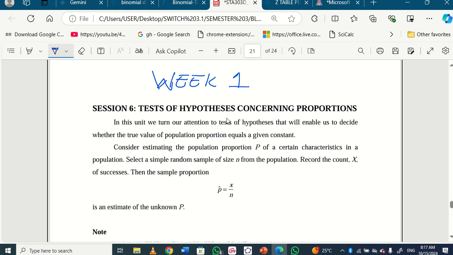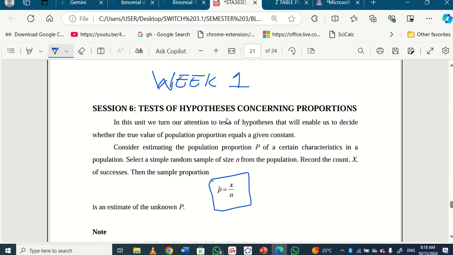I want us to go through section 6 of week 1. That's under test of hypothesis concerning proportions. In this unit, we turn our attention to tests of hypothesis that will enable us to decide whether the true value of a proportion, or population proportion, equals a given constant. Now, the sample proportion is given by this formula. That's the formula for finding the sample proportion.